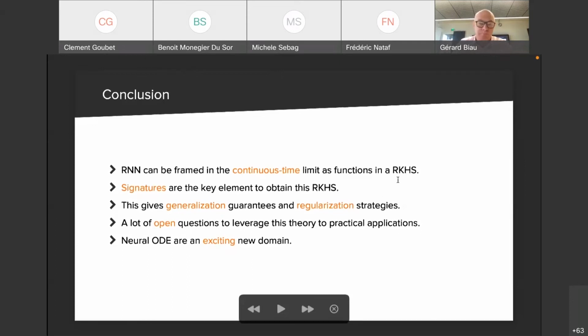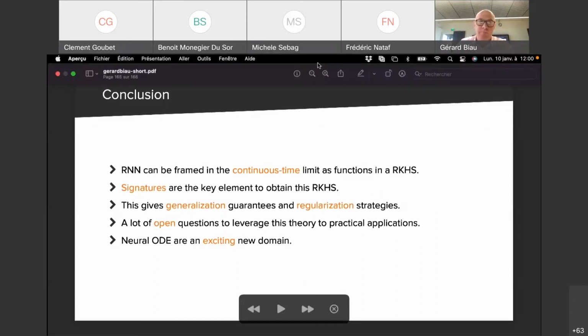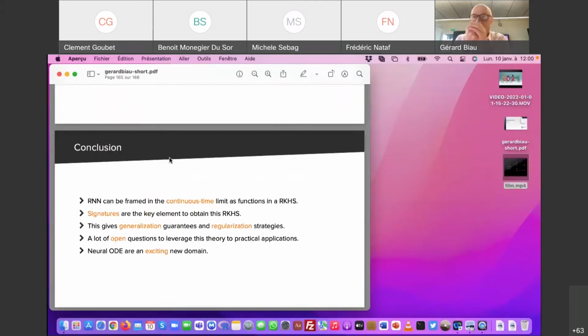If you agree, I will start with some questions in the chat. So I see that there is a first question by Frédéric Lefebvre-Naré about the signature. The question is whether it is dynamic time warping invariant.